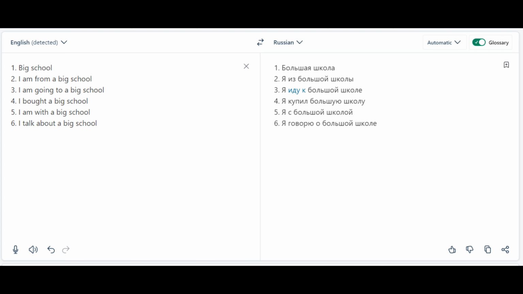At last, let me finish with a different word in the same phrase, like школа, which is school. As you can see, the modifications and endings for the word школа is different than дом because школа is a singular feminine word. Большая школа, я из большой школы, я иду к большой школе, я купил большую школу, я с большой школой, я говорю о большой школе.